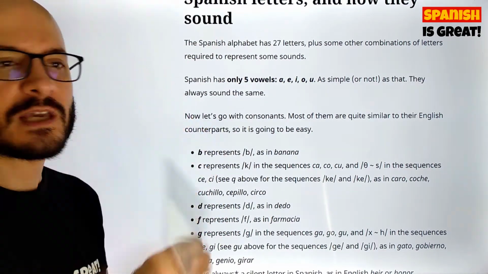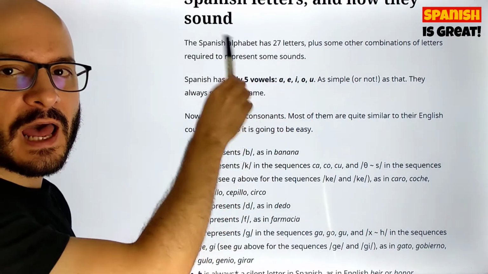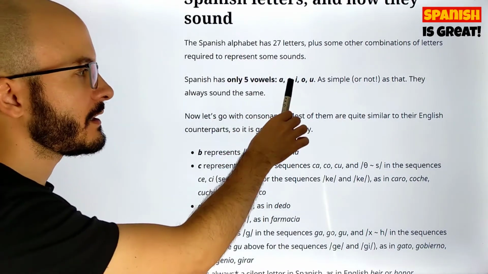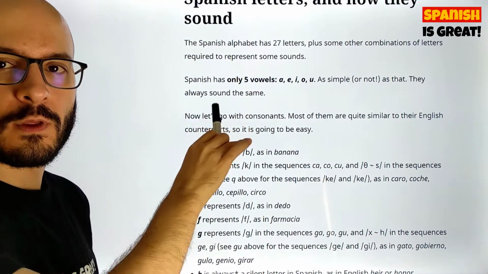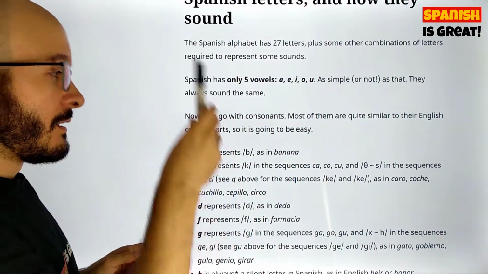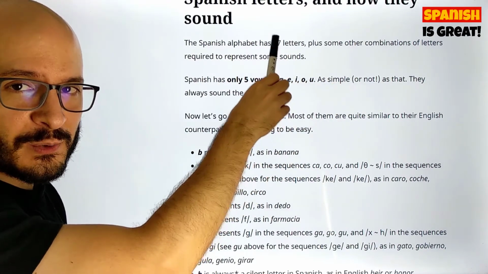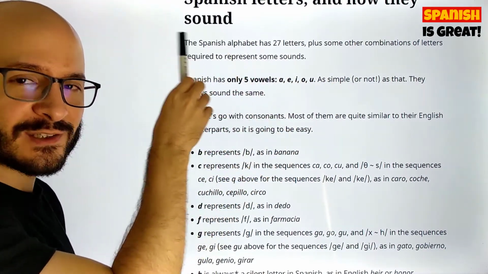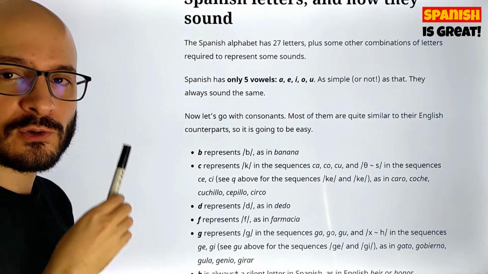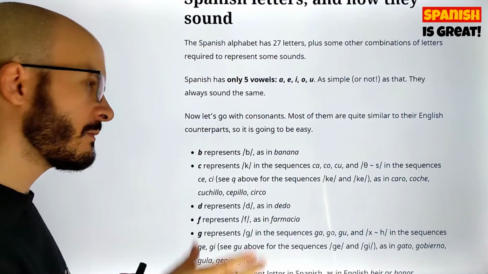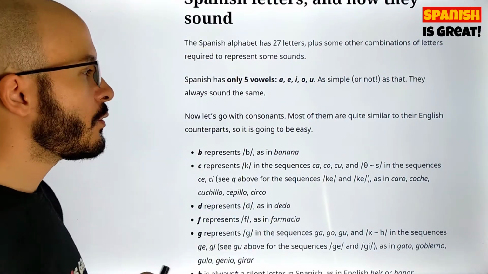They always sound the same. If we find this letter, it's A. If we find this letter, it's E. I, O, U. That's it. Then I say here, as simple or not as that, because actually we are going to see that apparently it's not so easy for English speakers. Okay, but later. Now let's go with consonants.